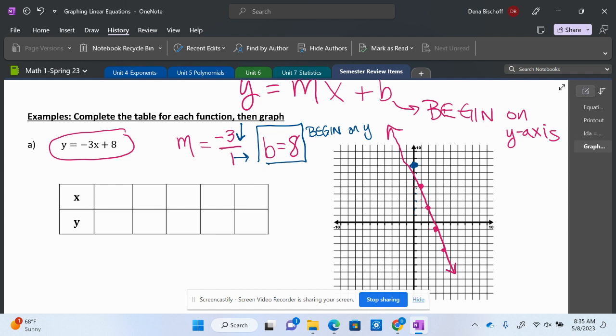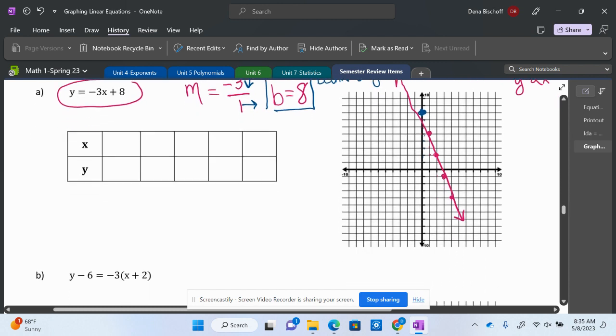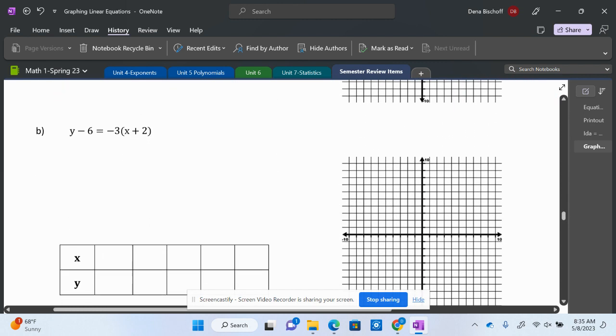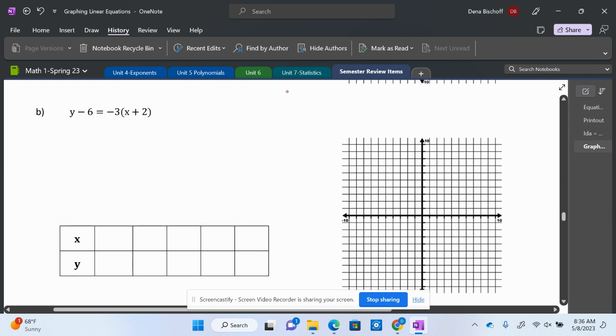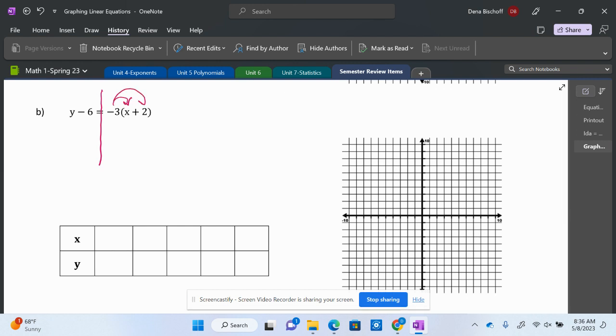Okay, so for B and C, we're going to get Y all by itself, and then you're going to graph it. So if I wanted to get Y all by itself, what do I need to do first? Yeah, I need to distribute. So I still have Y minus 6 on the left side equals, negative 3 times X is negative 3X. Negative 3 times 2 is negative 6.